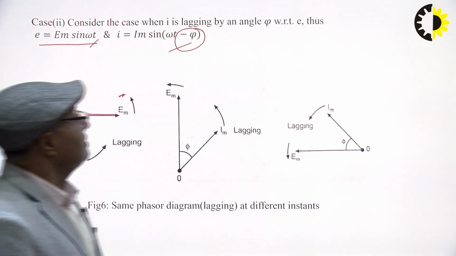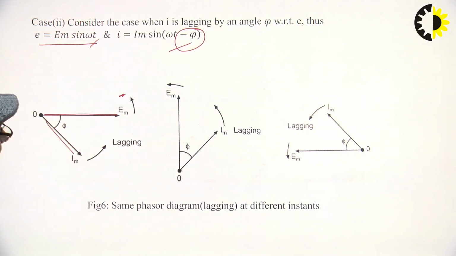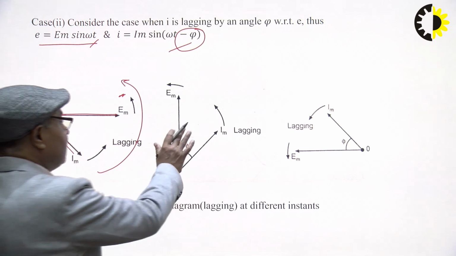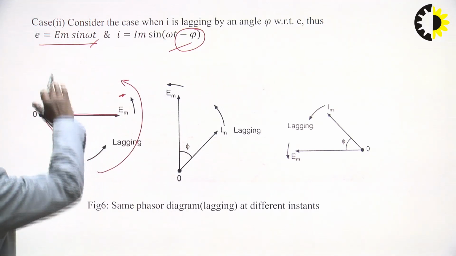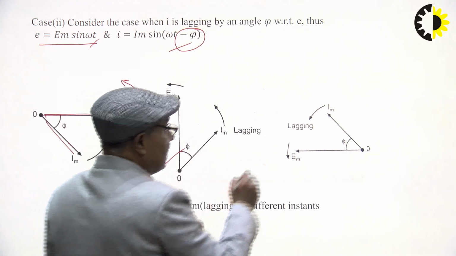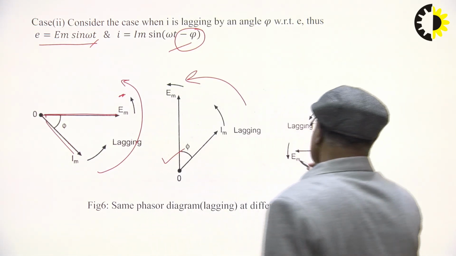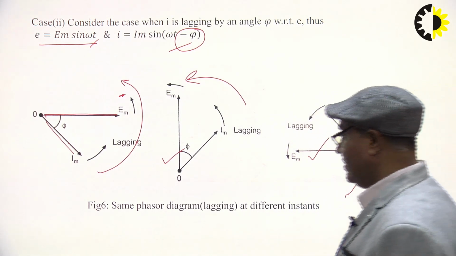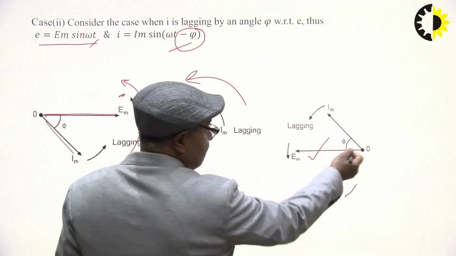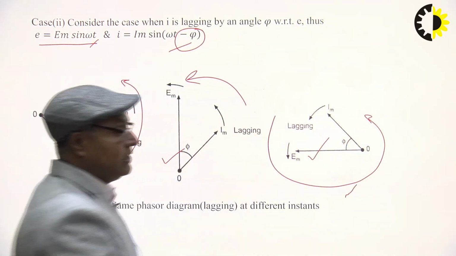I is lagging E by an angle, and in this case we have taken their photograph. They are continuously rotating in the anti-clockwise direction. We have taken a photograph at one instant. This is the photograph after some time when EM becomes here and IM comes here. So this is further rotating. Suppose EM aligns with the negative x axis. This is also a diagram where EM is here and I is here. They are continuously rotating, so they will continuously change their location.